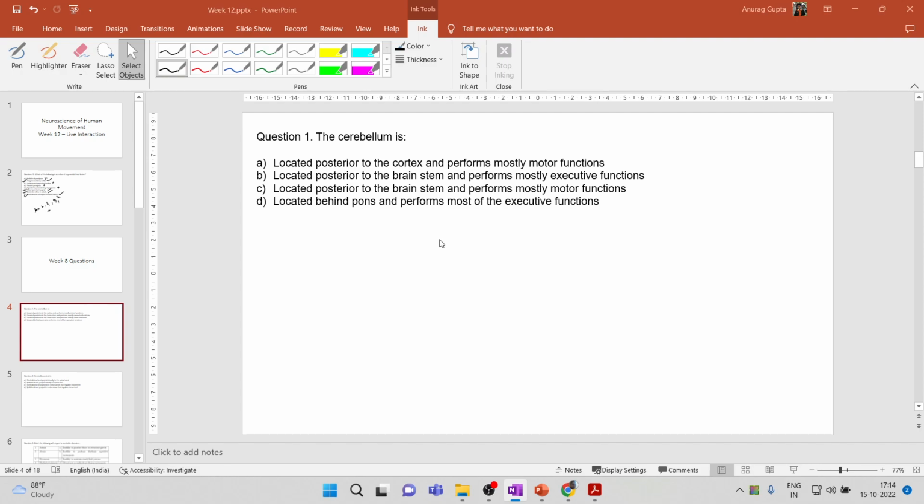So, if you recall that the cerebellum is located posterior to the brainstem, option A and option D are eliminated. And we know that the cerebellum is involved in mostly motor functions. So any problem with the cerebellum will lead to problems in the coordination of the motor system. So the answer should be C.